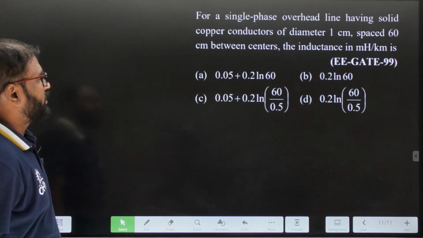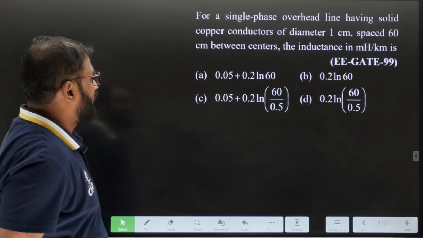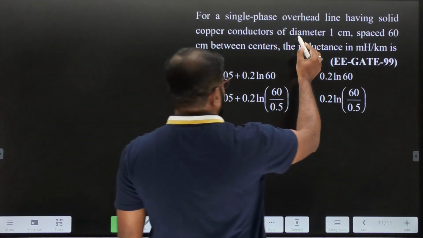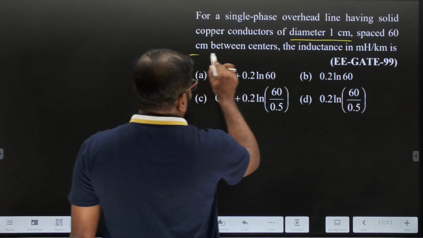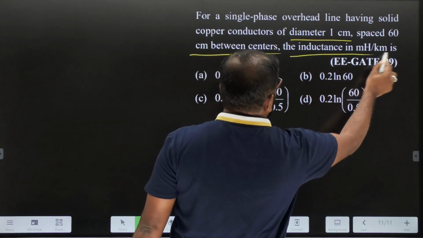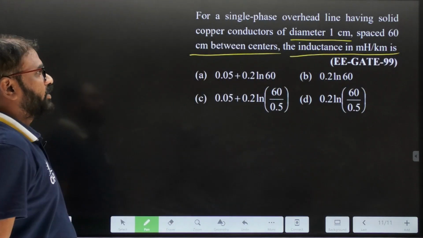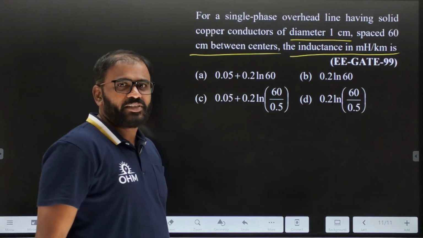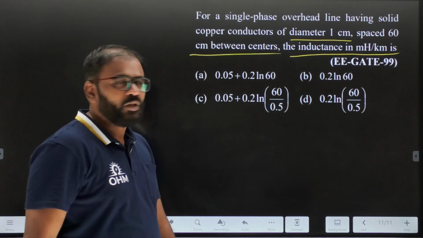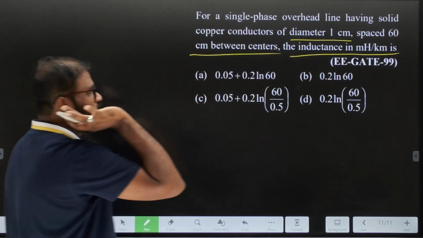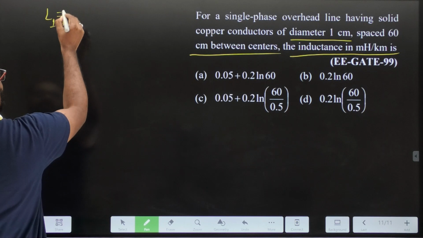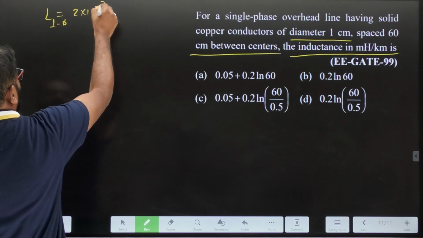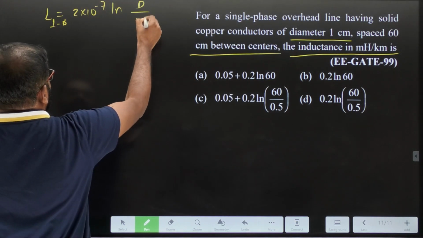Let's see in this question, a single phase overhead line having solid conductors of diameter 1 centimeter. Spacing between them is 60 centimeter. The inductance in millihenry per kilometer is. Does he mention inductance of the single phase circuit here, like the previous question? No. He is asking the inductance of the single phase line only. Inductance of a single phase line means what is the formula? L single phase equals 2 into 10 power minus 7 ln of D by r dash.